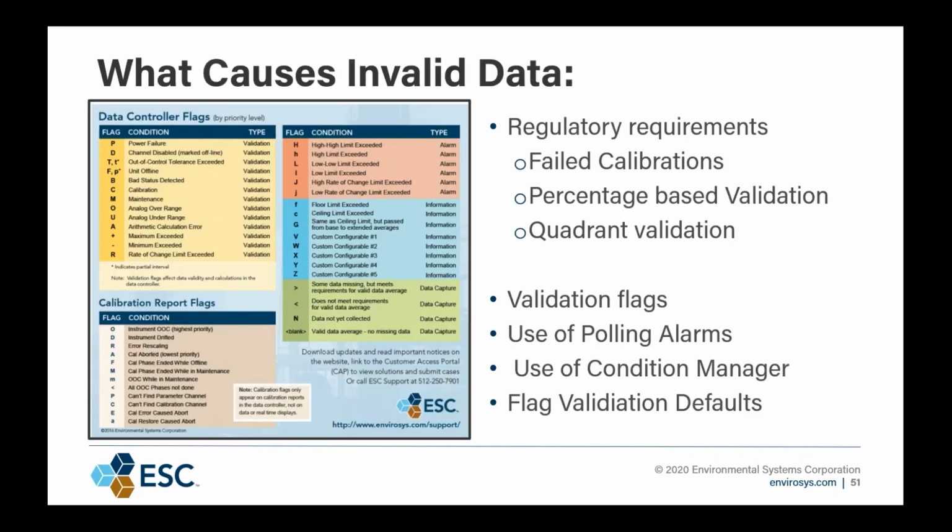So what causes invalid data, which causes the non-calculation of all your parameters downstream? Some of these could be, most of you may already know this, your regulatory requirements. This is your failed calibrations or your percent-based validation for Part 60 or quadrant validation for your Part 75.